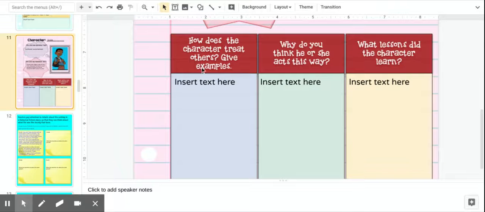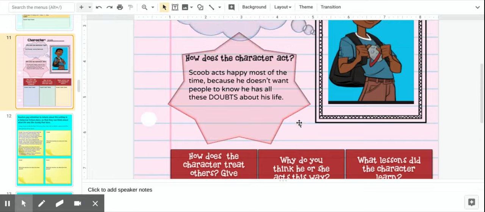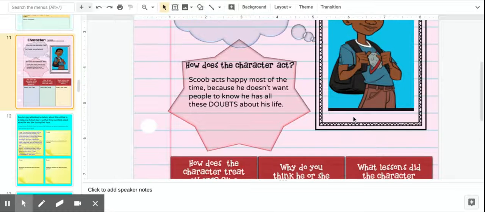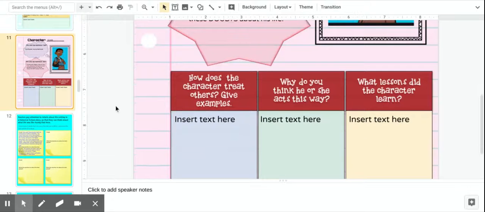How does my character treat others? And this is where I would jot more information. So like Gma, I might jot that Scoob doesn't tell Gma how disappointed he is about her selling the house. Why do you think he does that? He doesn't want to hurt her feelings. What lesson did he learn? Not sure about the lesson yet, but this tells me that my character is definitely more concerned about other people's feelings and making other people kind of happy. He doesn't want to upset anybody, leading to a lot of the confusion in his life. So that might be something I jot.